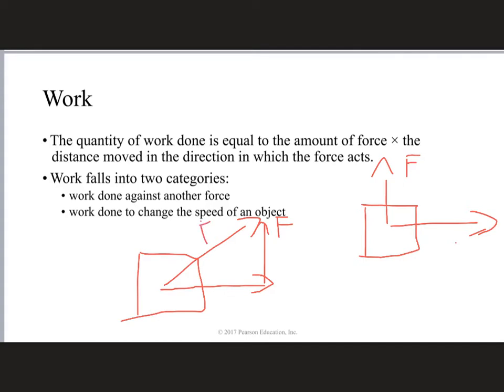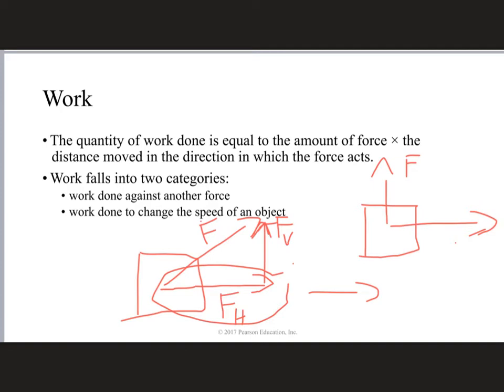So here's the total force. And then we could say this vertical one would be a vertical component. We could call that FV. And this would be a horizontal component, FH. And so the force would have both a horizontal part and a vertical part. Only the horizontal part would do work if this guy's moving to the right, because the vertical part is perpendicular. So any perpendicular force does no work.